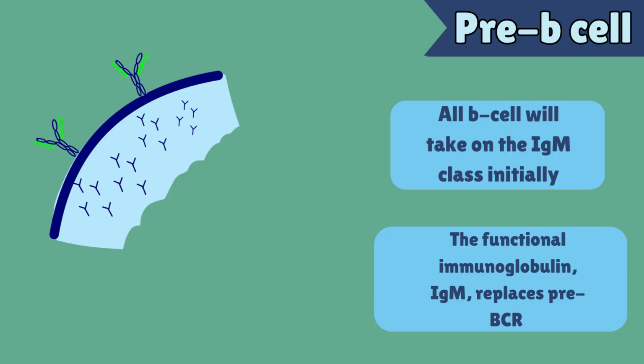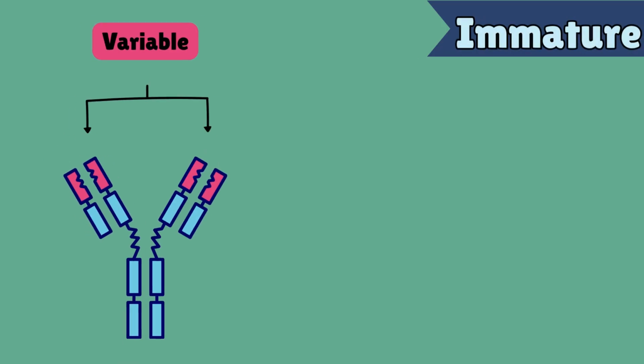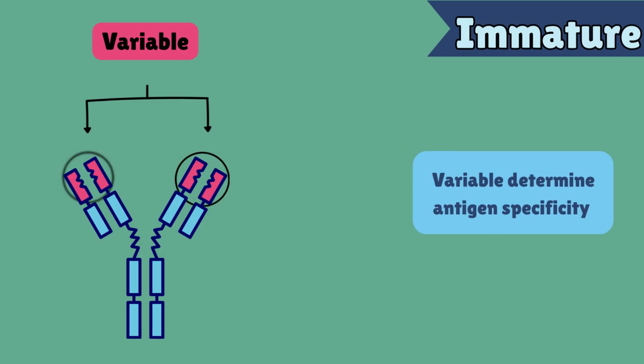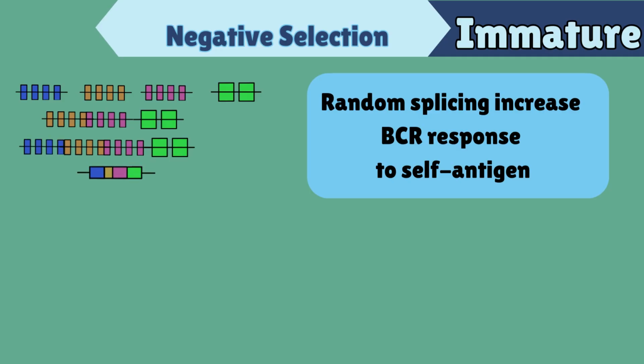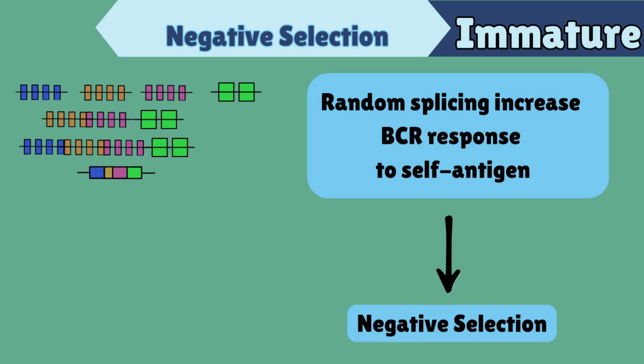The appearance of the BCR on the B cell surface means the B cell is ready to enter the immature stage. Just a real quick close-up view on the immunoglobulin. The variable region will determine the antigen specificity of the B cell. Negative selection is an important process that occurs during the immature phase. The random splicing of the genes increases BCR response to self-antigens, meaning the B cell can potentially produce antibodies that attack their own cell. To avoid this, the B cell undergoes negative selection.